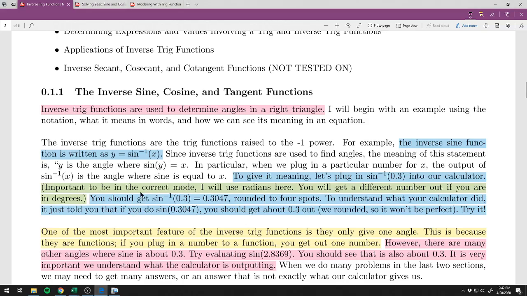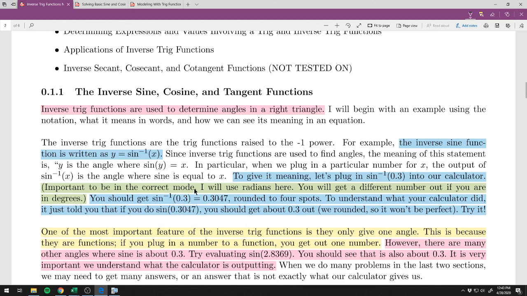It's pretty confusing in words and in symbols when we start, because it's just not very natural. It's something we're not very used to. So that's why I have written it here in words. What it's giving us is the angle where sine of y equals x. Sine of 0.3047, our answer, equals 0.3.